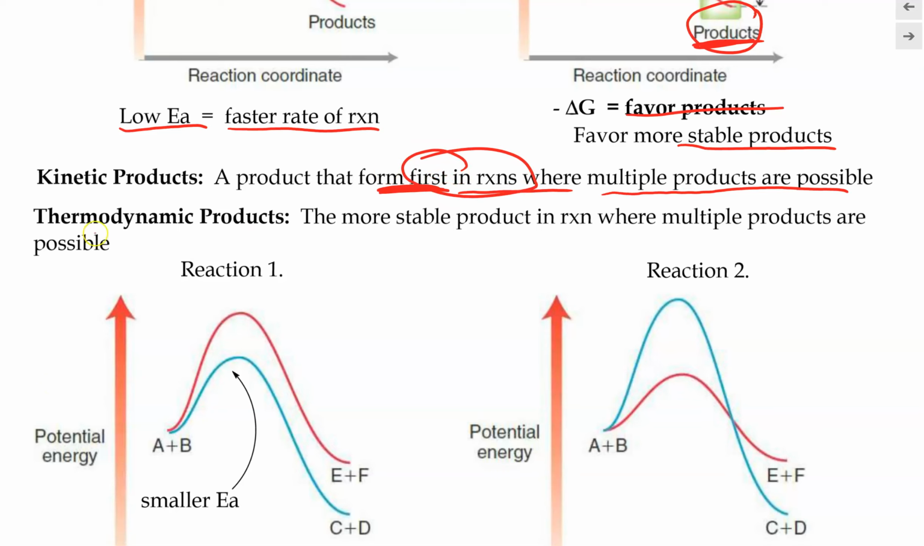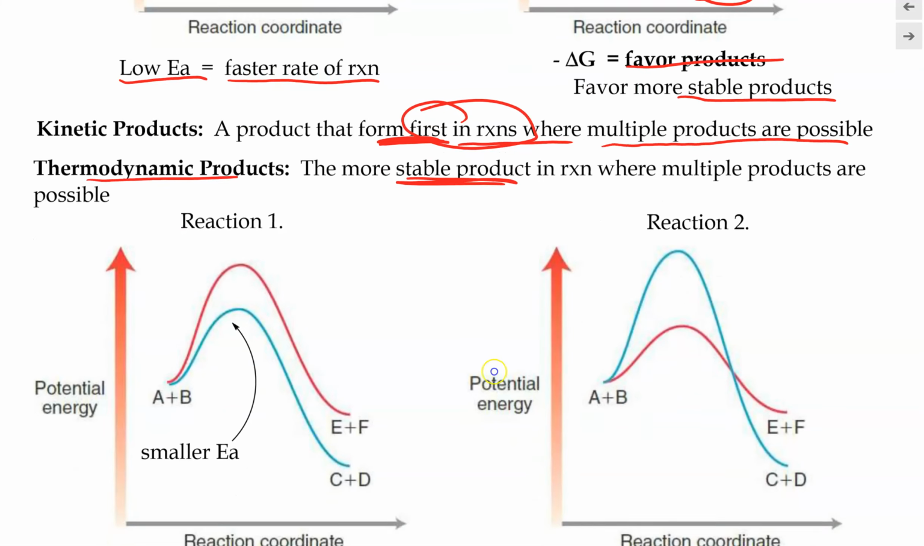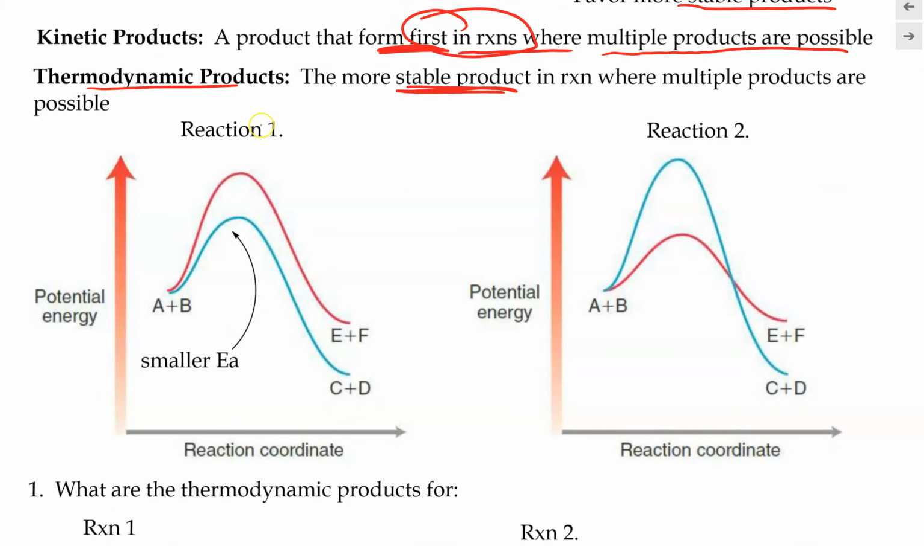Versus the thermodynamic product is basically the product that is more stable, that gets produced in a reaction where multiple products are possible. For an example, let's say here, given reaction 1. In this case, A and B, this reactant right here, can undergo two different pathways to give rise to E and F products or C and D products. So these are two pathways that are possible.